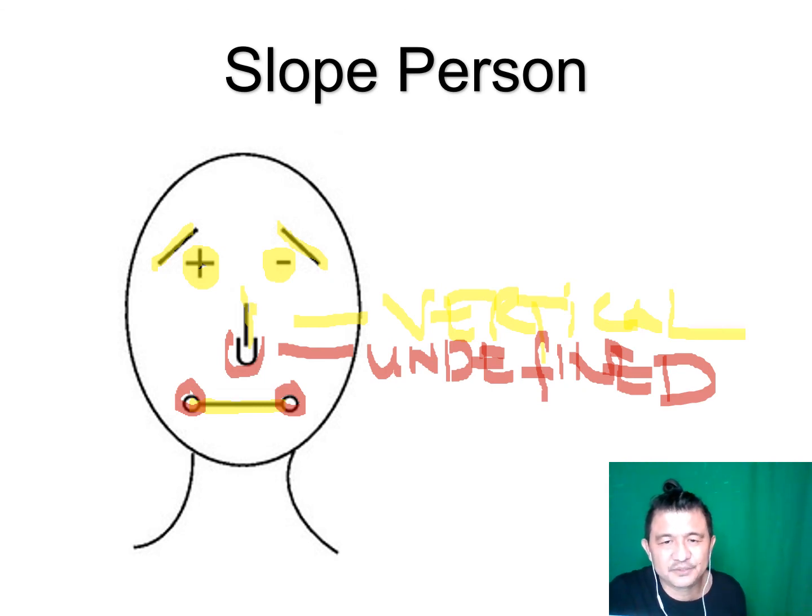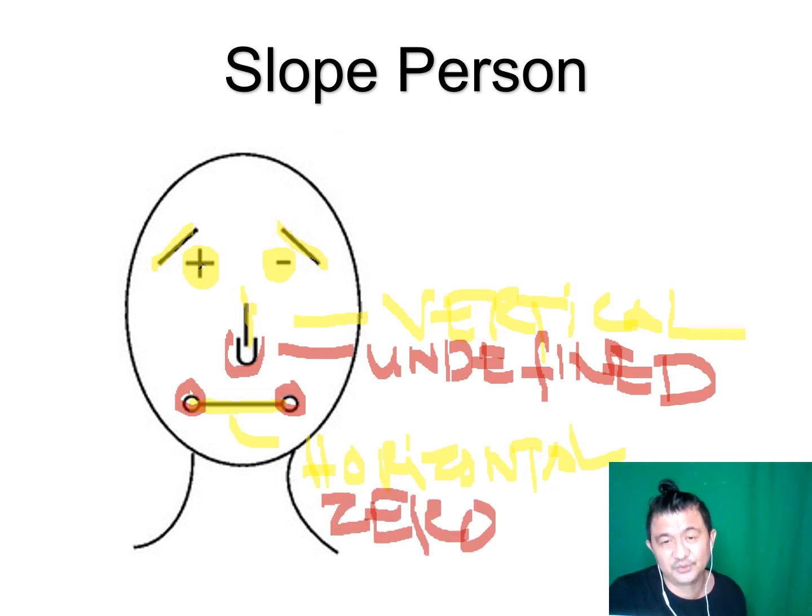Now, the mouth is a horizontal line. At the end of the horizontal line are two circles like 0. Think of it as the dimples. The dimples mean what? This is a horizontal line, and the slope is always what? The dimple says it is 0. Okay? So remember how to draw Mr. Slope Person and you will know what the slopes are.